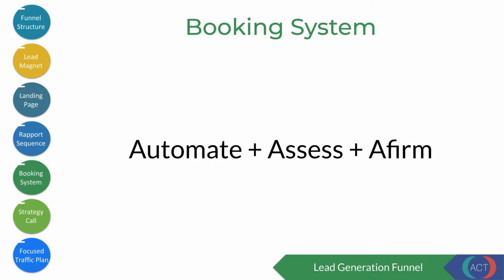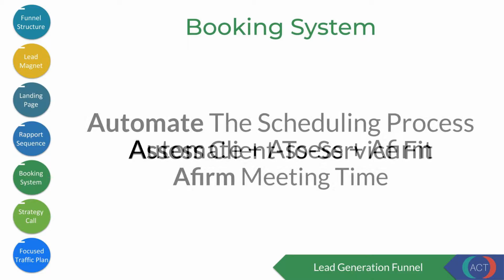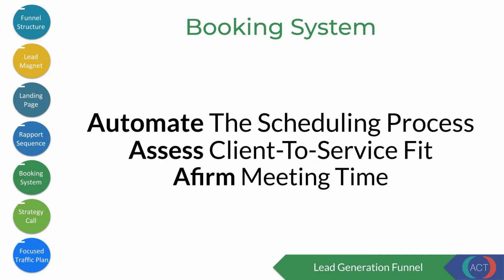So there are 3 main things you want to do with your booking system. You want to automate, you want to assess, and you want to affirm. So we want to automate the scheduling process, assess the client to service fit with a pre-call assessment, and then we are going to affirm the meeting time.